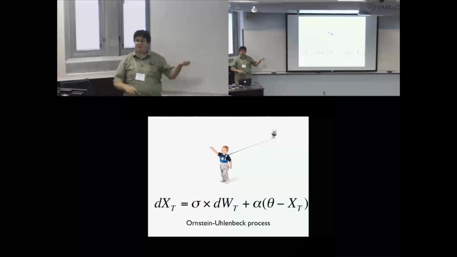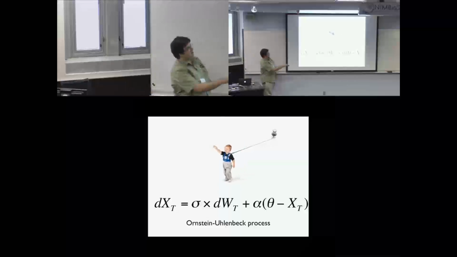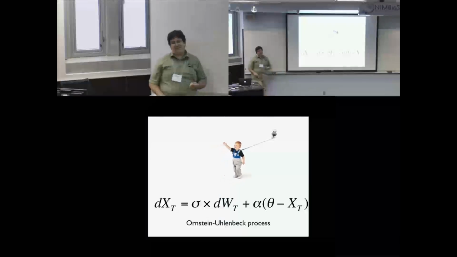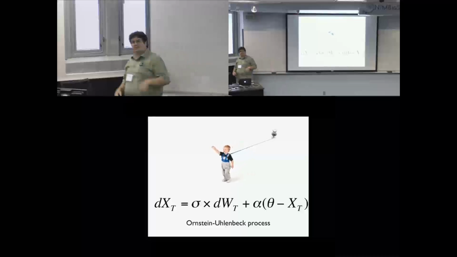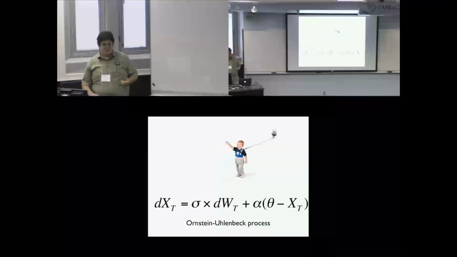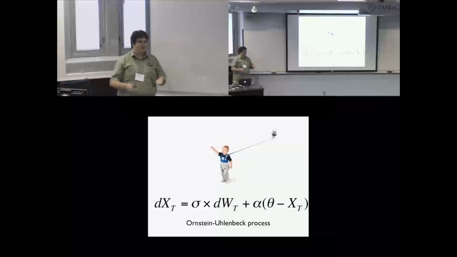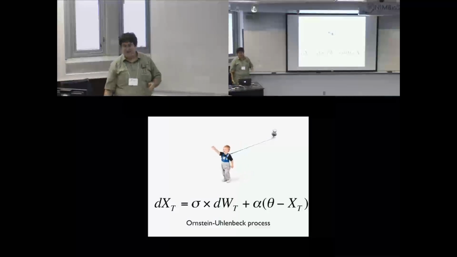And we have the strength of the rubber band pulling the kid towards you, which is this alpha, right? And then where you're being pulled towards is theta. That's the push pin or the parent, right? So that's an Ornstein-Uhlenbeck process that we've been talking about throughout the course. Okay. Any questions about that?